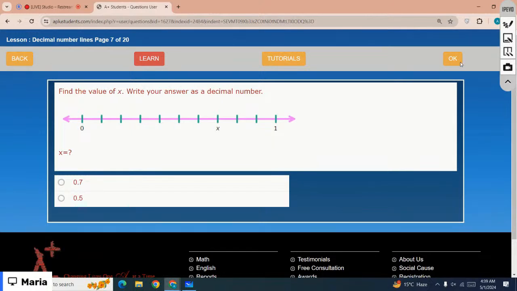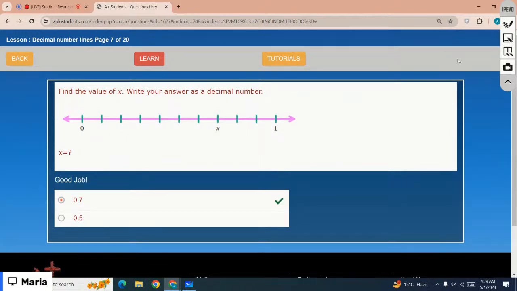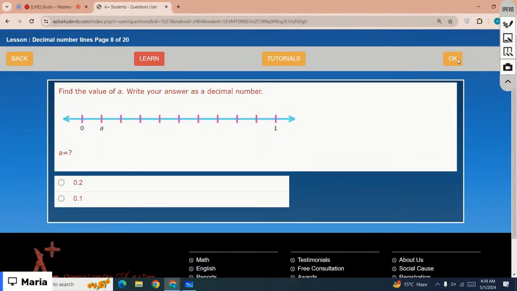What is the value of x, which is the correct option? Yes, that is 0.7. The correct option is 0.1.